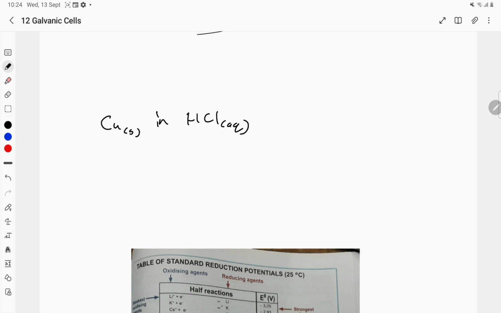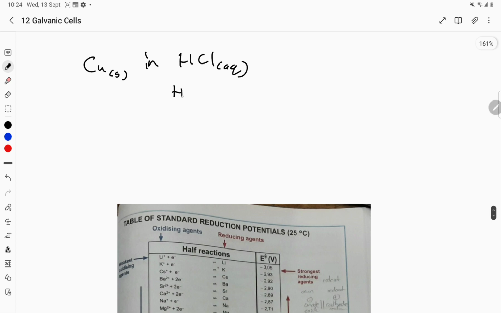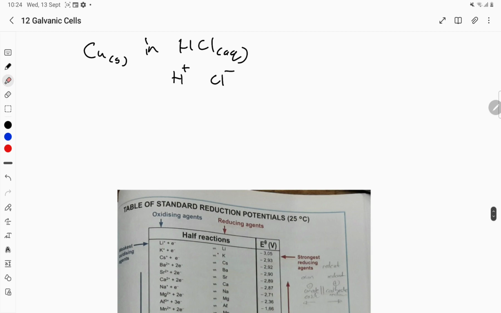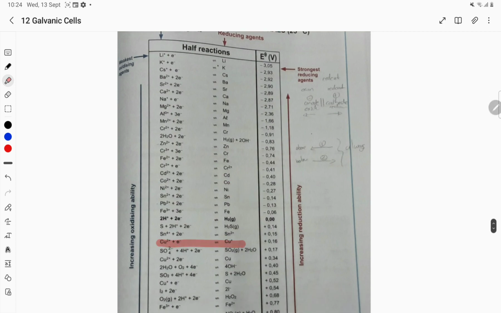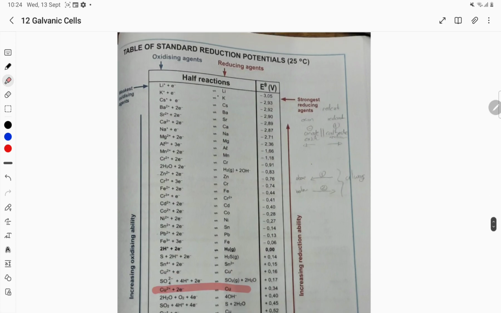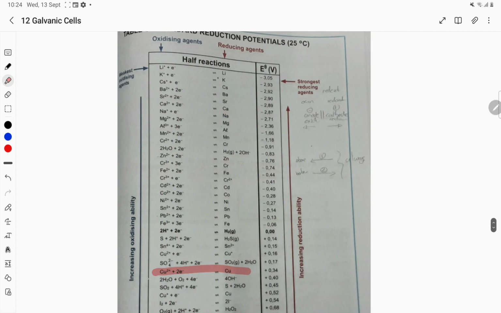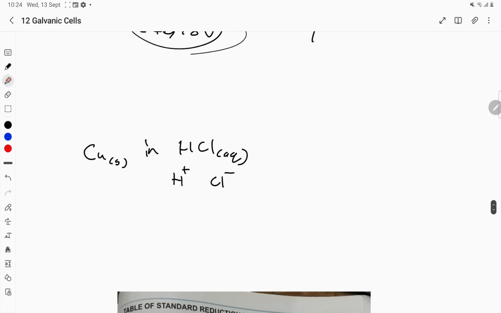Will it be a spontaneous reaction, or will it not be? So let's take a look at our standard reduction potential. First of all, we'll have H+ ions and Cl- ions in solution. Let's take a look at where the copper is. Oh, there it is. So there's copper. Oh wait, that's the wrong one again. There it is. Copper going to Cu2+ plus 2 electrons, so it will have to go in this direction. If we take a look at copper solid, if it's going to react, it's going to form a Cu2+. It won't form anything else.